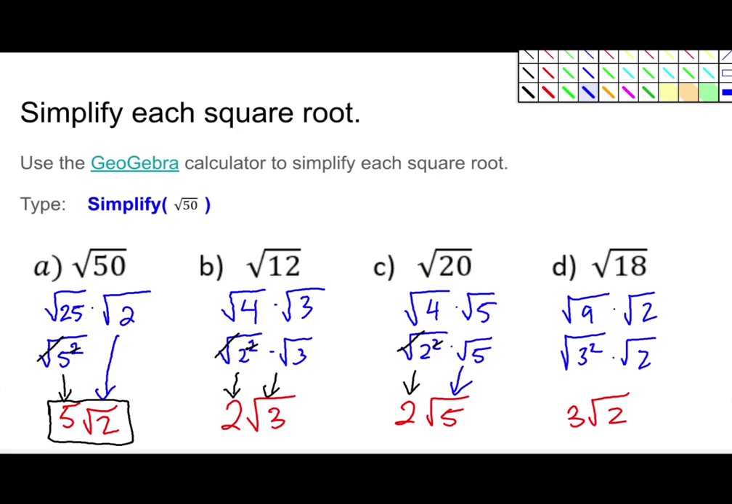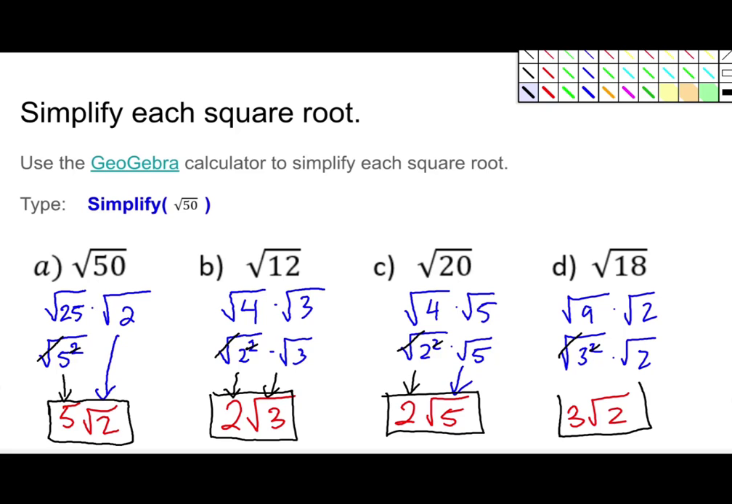And since we have a square and a square root, they will just cancel each other out because they're inverses of each other, and we're left with 3 radical 2. So there's my answers for each one of these. That's how we're simplifying these.